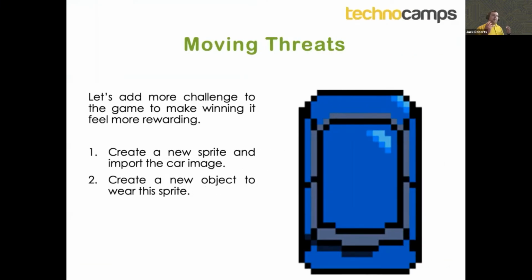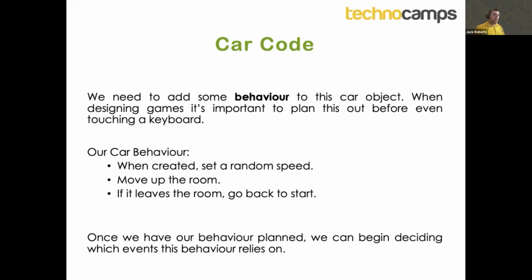We need to think about the behavior of this car. So when you design a game, it's important to think about these behaviors before even touching a keyboard. Companies like Nintendo create what they call a design document or a design Bible. These are huge 100-page documents detailing exactly how they're going to create the game before they've even created it. So planning is paramount.